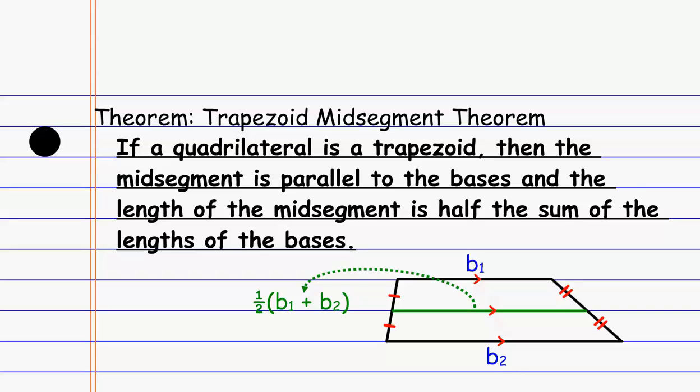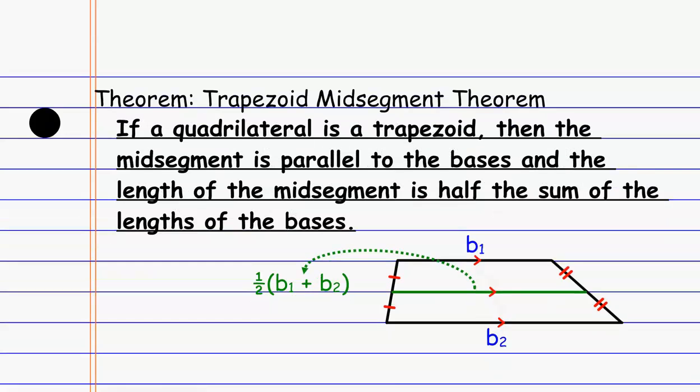So if a quadrilateral is a trapezoid, then the midsegment is parallel to the bases, so that's one of the things that it establishes, and the length of the midsegment is half the sum of the lengths of the bases. And so we get two things here. When I connect those midpoints of the legs, that midsegment is going to be parallel to the bases, so I'm going to have a third parallel line here. But also, if we want to find the length of that thing, it's half the sum of the bases. It's almost like the average of the bases. We add them together and divide by 2.